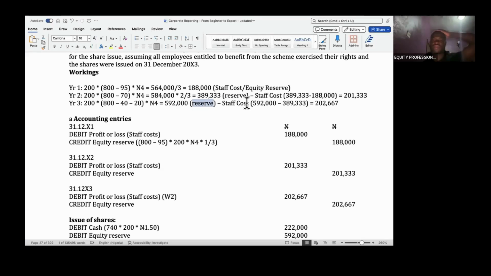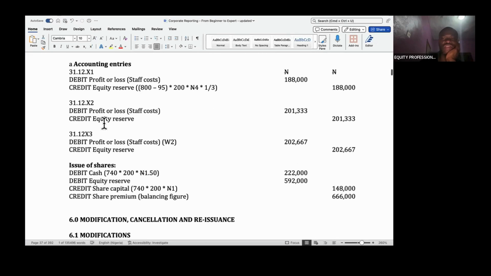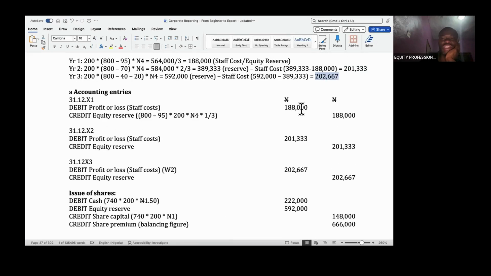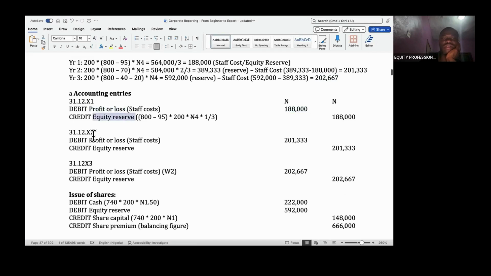What goes to our staff costs is the increase in the reserve, which is 592, the balance of the reserve in year three, minus 389, the balance of the reserve in year two. So the difference or the increase goes to staff cost in P&L. That's that. I did some accounting entries here, debiting P&L and crediting equity reserve in each year, with the increase in the reserves.